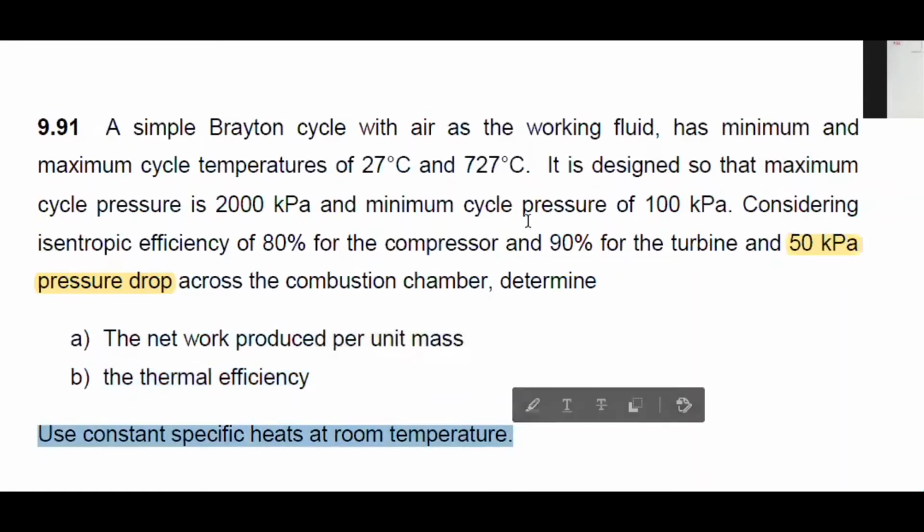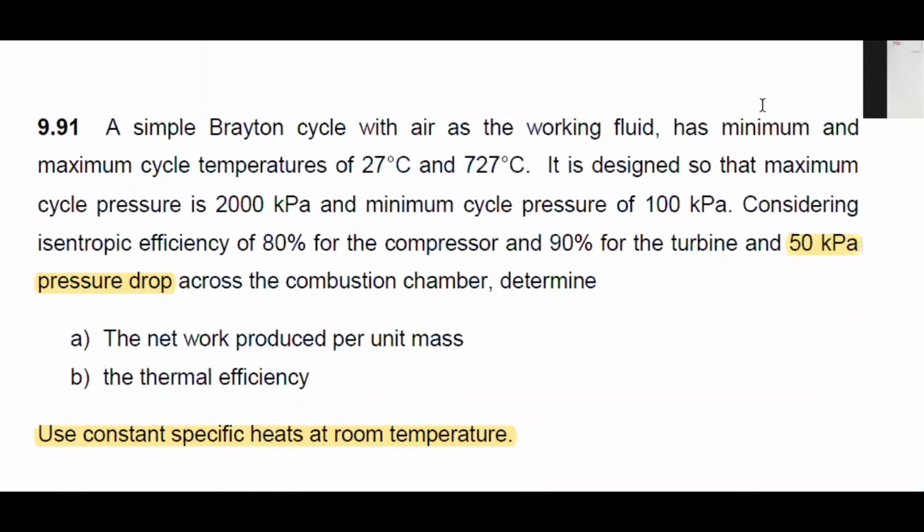Use constant specific heats at room temperature. If the problem says that, you need to highlight it to know whether we're accounting for the change or not. In this case, we're doing the approximation, a simplification, and not accounting for variation in specific heats. So we can use those relationships for P2, P1, T2, T1, or V1, V2, and so forth, because our k, our Cp, and our Cv are going to be the same throughout the problem.